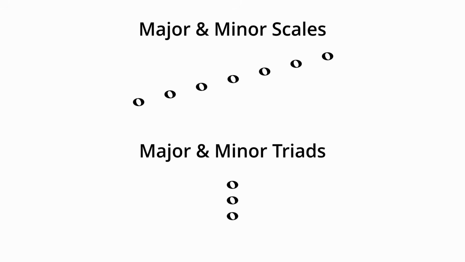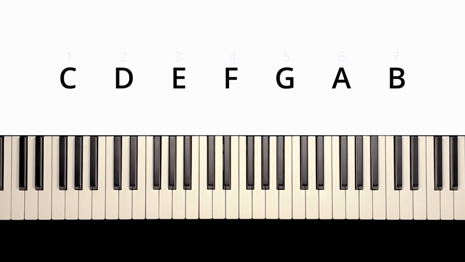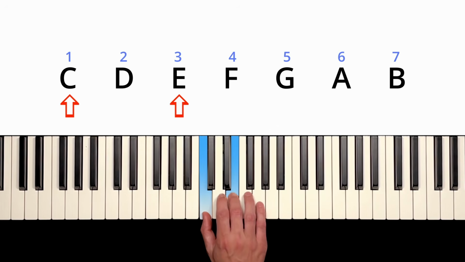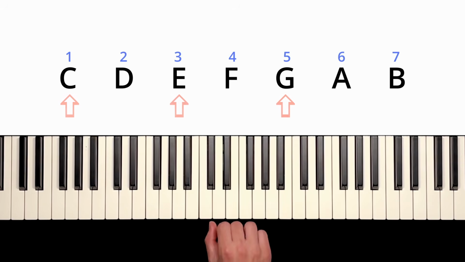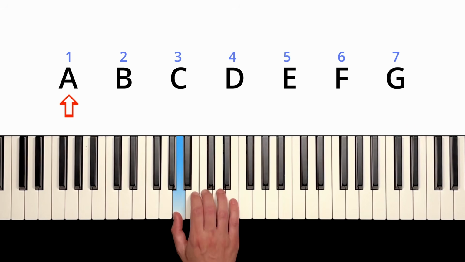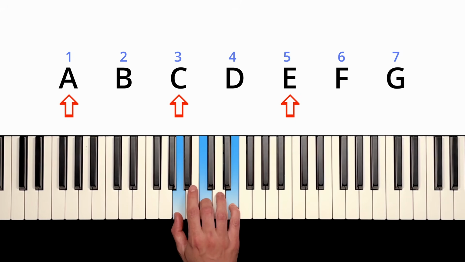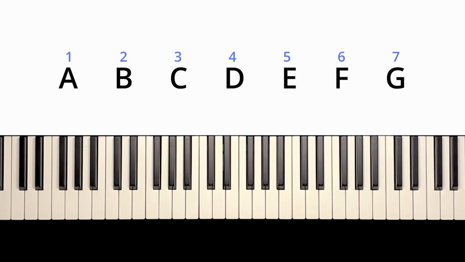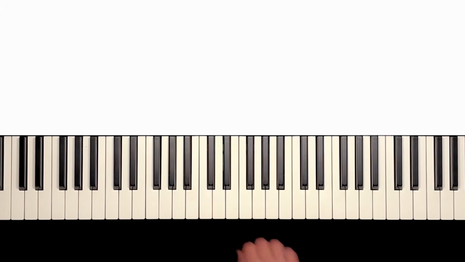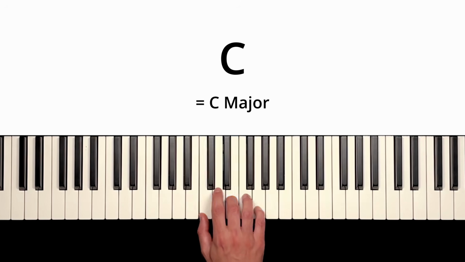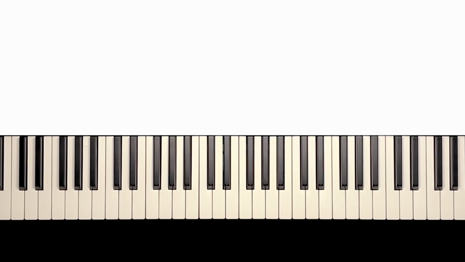An easy way to build such a chord is to combine the first, third, and fifth note of any major or minor scale. For example, in the C major scale, if we play C, E, and G, we get a C major chord. If we use the same method in the A minor scale, we get an A minor chord. In the most common system of chord notation, a capital letter represents a major chord, and we indicate a minor chord by adding a lowercase m.